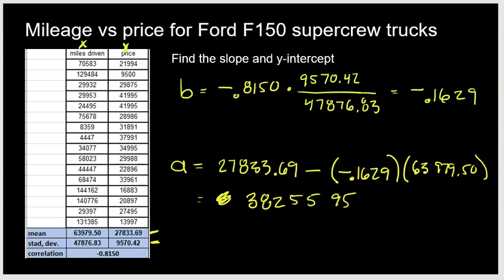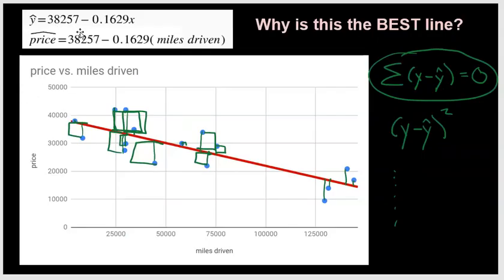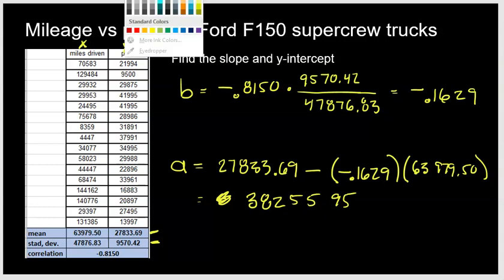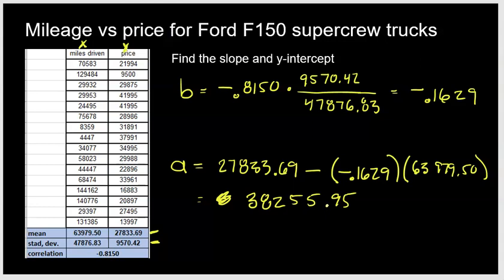Let's go back all the way up to where I first introduced the truck problem. And notice the equation right here, right? The equation did have the slope of 0.1629, as I just solved for. And then it has the y-intercept of 38,257. Now, that is a little bit different than what I got, but not by much. I mean, just barely, right? I mean, off by a little bit. I got 38,255.95. Technically, if you would round that up, it'd be 38,256.